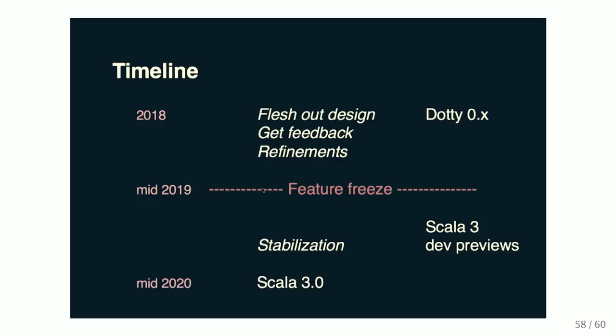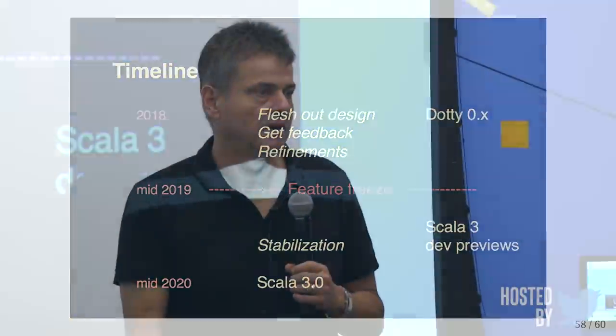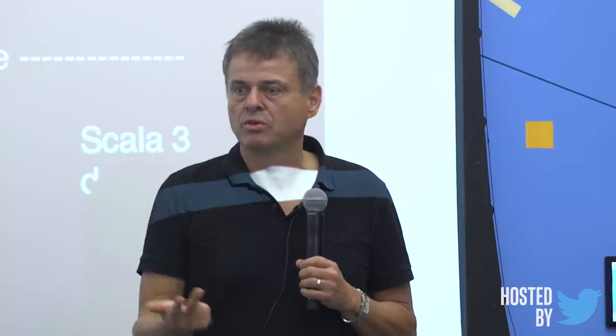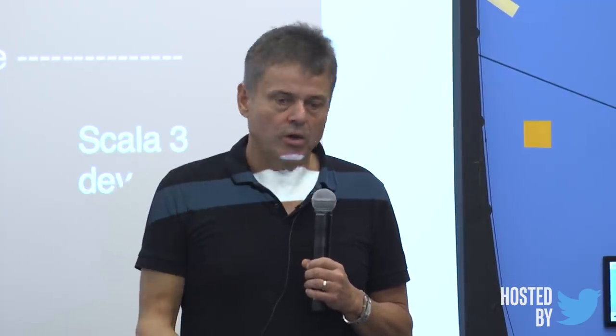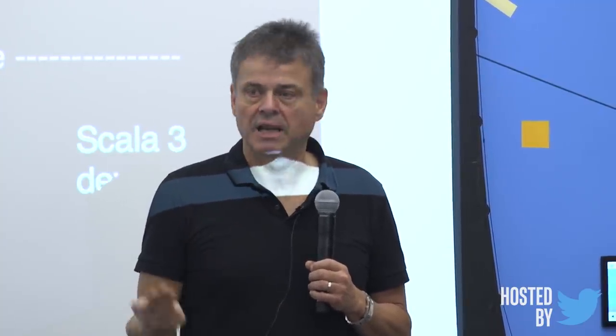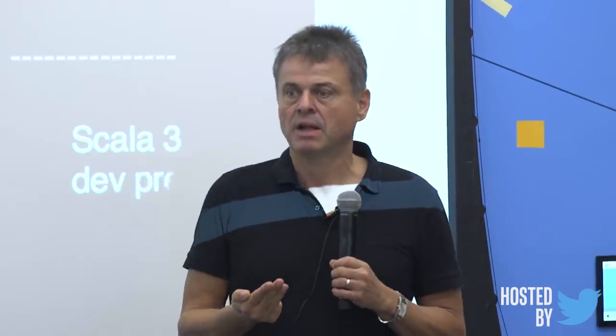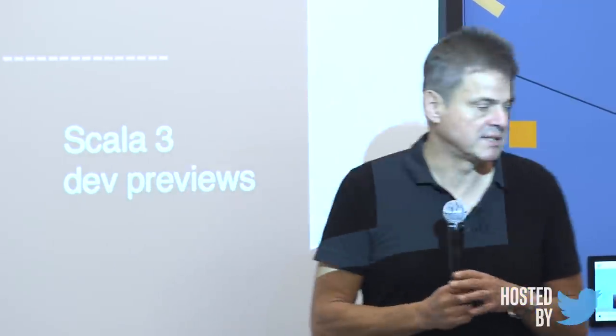And then we want to take a year for stabilization. Stabilization will mean writing the specs, getting the docs out, porting library modules to use the new features, working on getting the bugs out, getting more tests, and things like that. So that would put a release one year later, in mid-2020. So that's the plan for it.